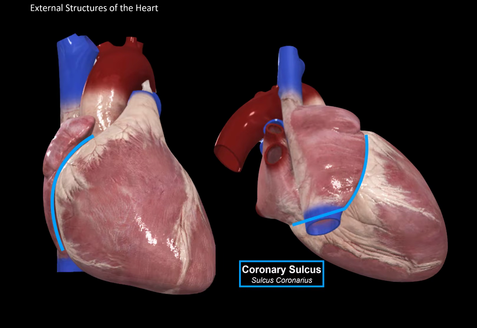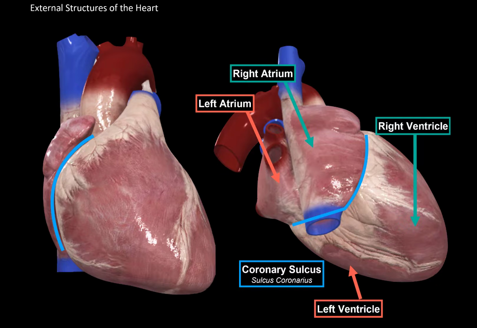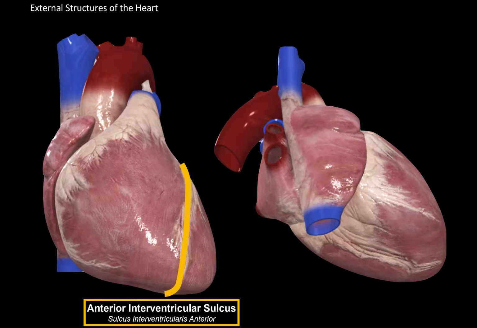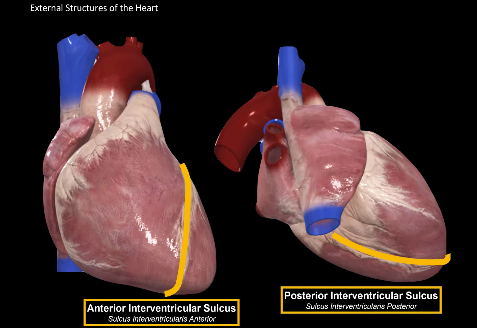The coronary sulcus goes all the way around like this to separate the right and the left atrium from the right and the left ventricles. Another sulcus you will see is the anterior interventricular sulcus. This sulcus continues posteriorly as the posterior interventricular sulcus, and this sulcus separates the right ventricle from the left ventricle externally.